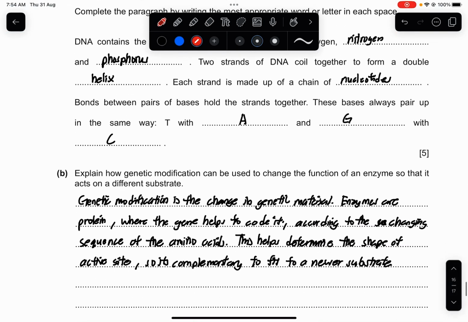Okay. B. Explain how genetic modification can be used to change the function of an enzyme so that it acts on a different substrate. So genetic modification is the change of a genetic material. Enzymes are proteins where the gene helps to code it according to the changing sequence of the amino acids. This helps to determine the shape of the active site, so it's complementary to fit a newer substrate.